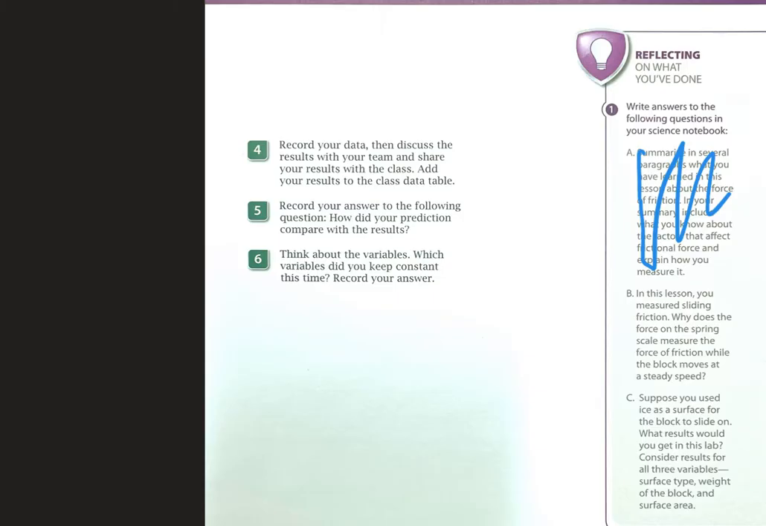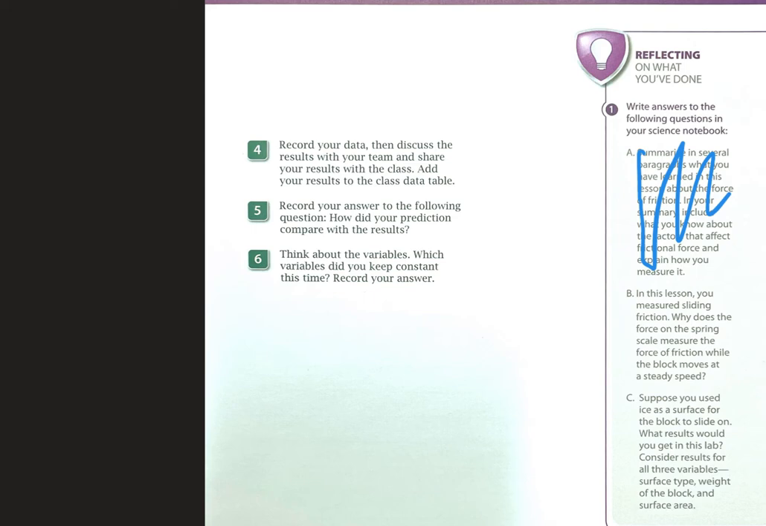All right, so number 5, record your answer to the following questions. How did your prediction compare with your results? So look at the prediction you wrote and then look at the data table and see how your answer fared. Again, just answer how you were right or if you were wrong. Pause the video if you need more time.